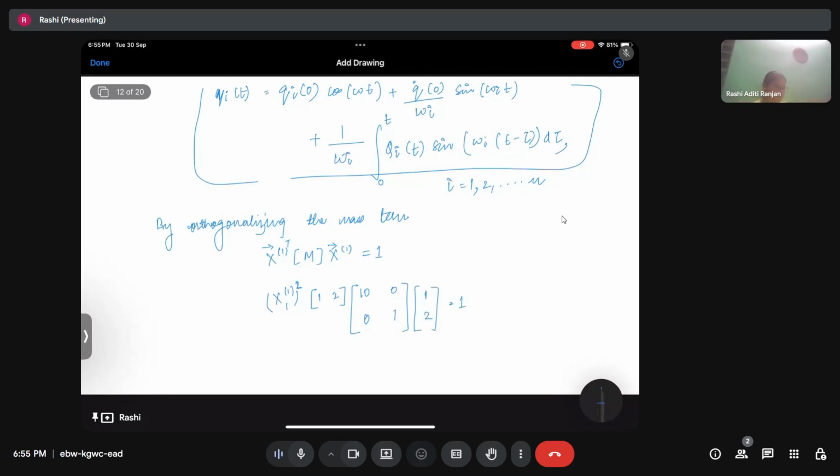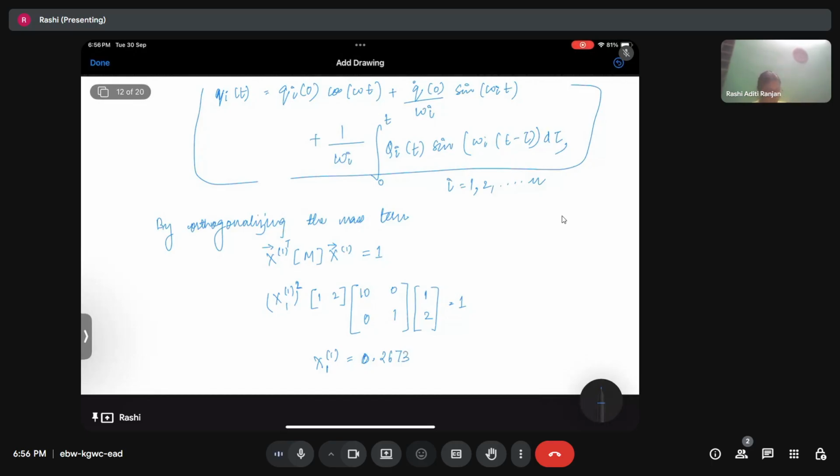Now if you multiply it, what are you going to get? This multiplied is going to be 1 times 10, and this multiplied is going to be 2, and then this whole thing multiplied with this is going to be 10 plus 4, 14, so 1 divided by 14. So x1 of 1 is going to be under root of 1 by 14, which gives a value of 0.267. Oh, sorry, I said it wrong. Under root of 1 by 14. So this is the value of x1 of 1.